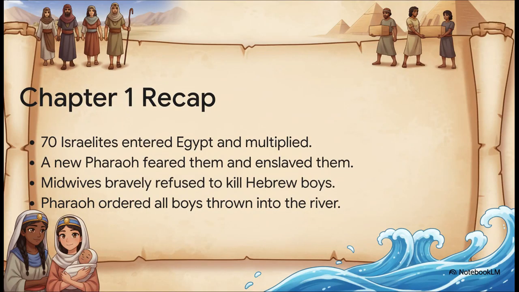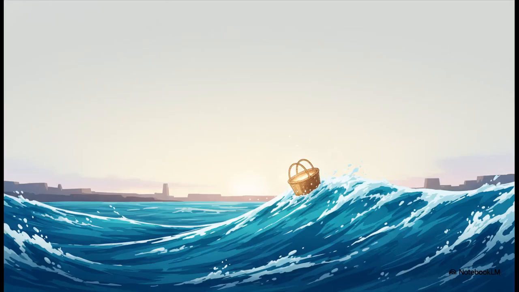Let's do a really quick recap of our step-by-step journey today. It started with 70 Israelites entering Egypt and experiencing massive population growth. Then, a new pharaoh took over, got scared, and enslaved them. When his forced labor didn't break them, two brave midwives refused his secret order to kill the baby boys. And finally, a furious pharaoh ordered the whole country to throw every newborn Hebrew boy into the river. We leave the Israelites in their absolute darkest hour, facing an impossible threat. How in the world will they survive this devastating final decree?